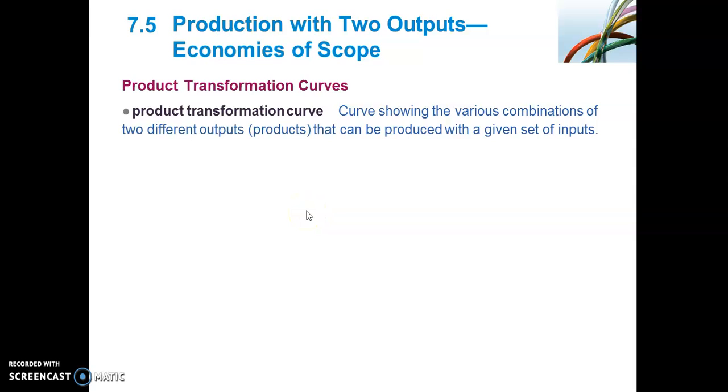Up until now, we have only been dealing with the production of one output. Section 7.5, the final section, deals with production with two outputs, and we will be looking at what economies of scope entail. Now, can you think of examples of firms producing more than one product?